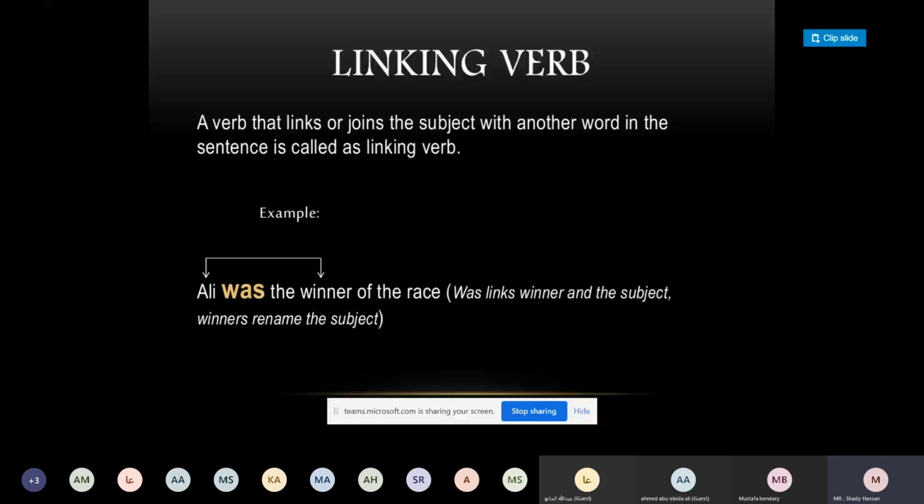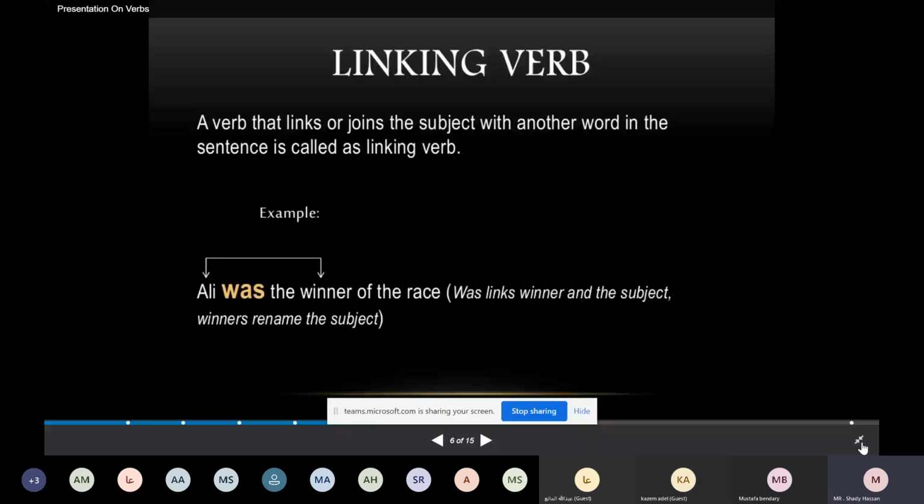Okay, let's get back to the presentation. Here, we are discussing the topic of linking verbs. Can't you see anything? Refresh the page. Yes, it's your own problem.